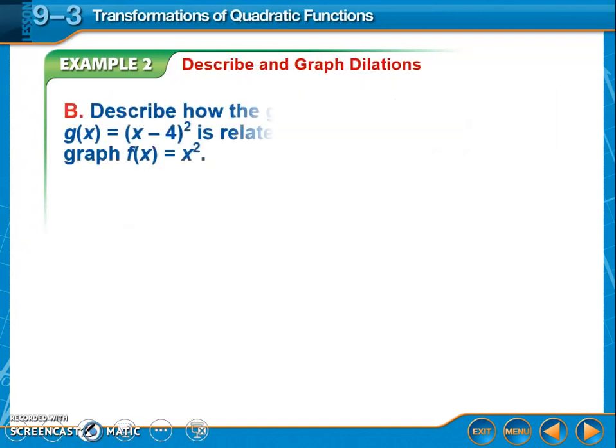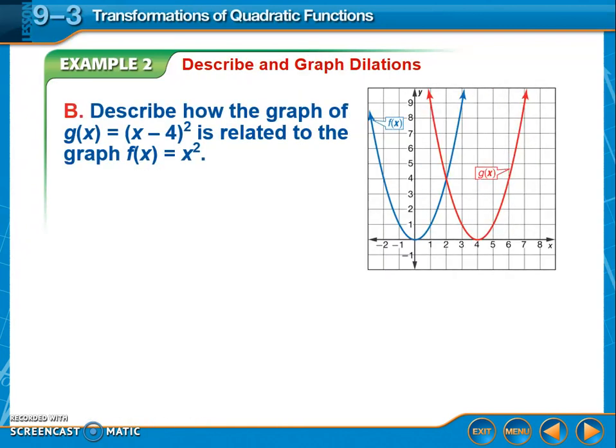Okay, same thing with this one. We have minus 4. What is that going to do to my graph? You'd think it would go to the left, but it's going to do the opposite and move to the right, forward 4 spaces. So it starts here and it goes 1, 2, 3, 4 spaces. And it's the same shape of the graph, it's just shifted over 4.